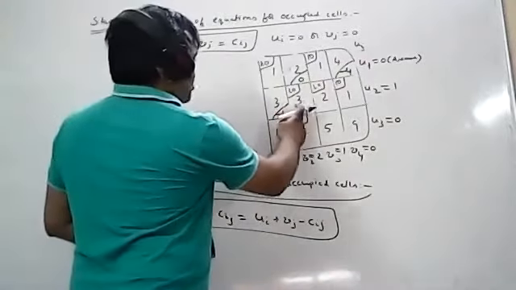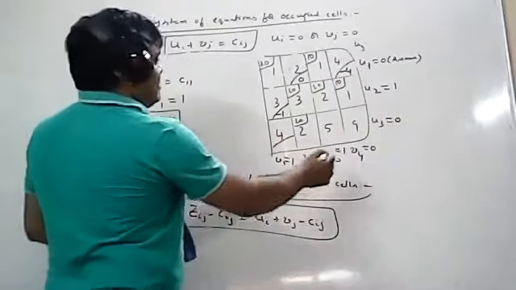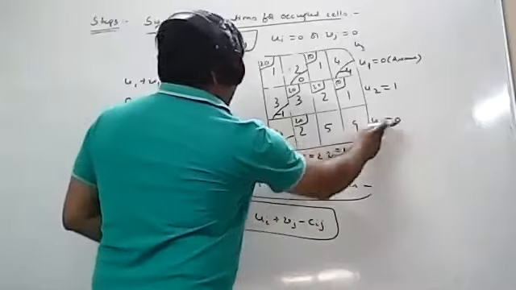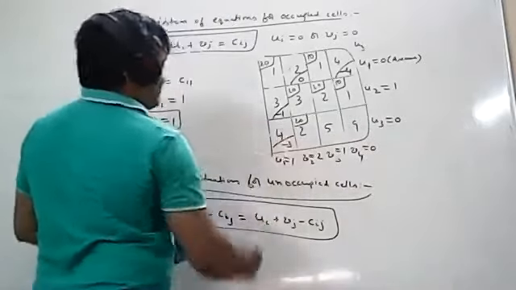Next, occupied. Unoccupied. Unoccupied means you have to apply the formula. And in the lower right corner you have to represent 0 plus 1. 0 plus 1 is 1. 1 minus 4. 1 minus 4 is minus 3.